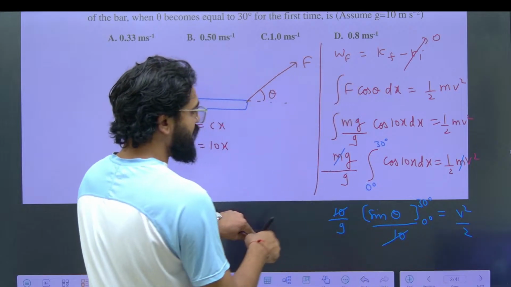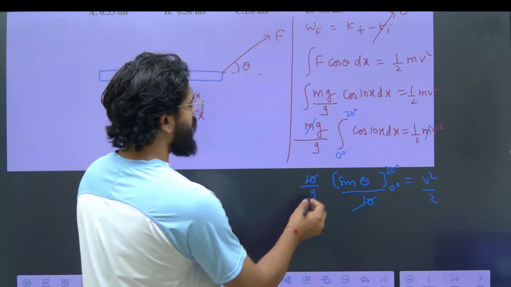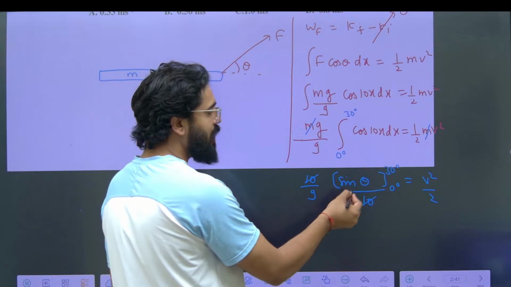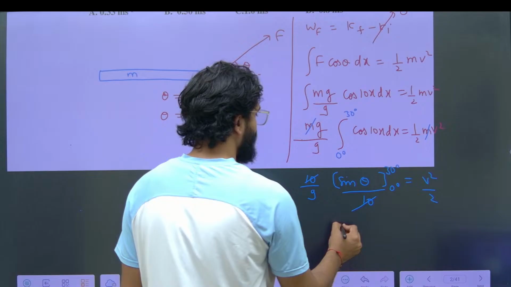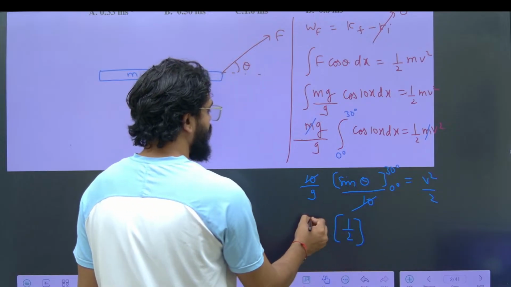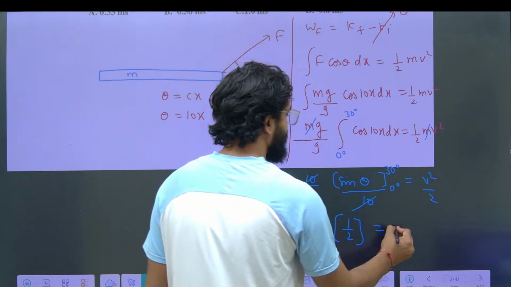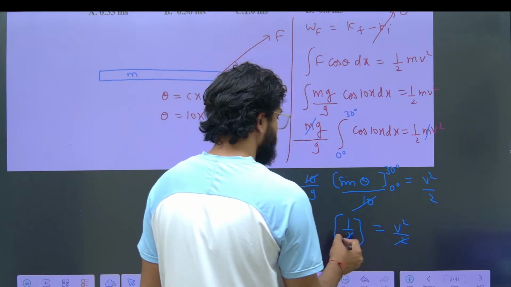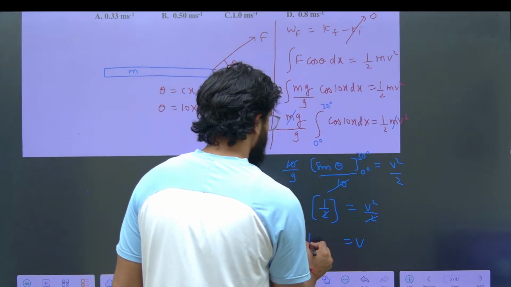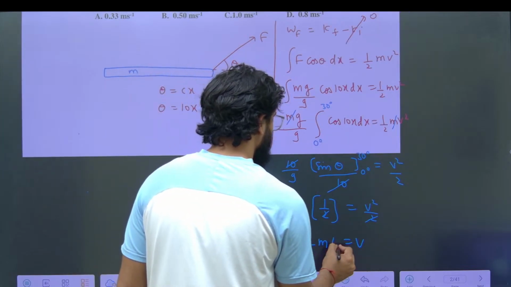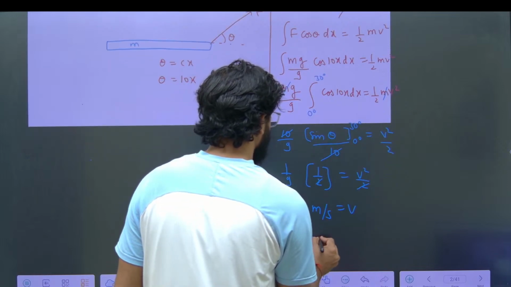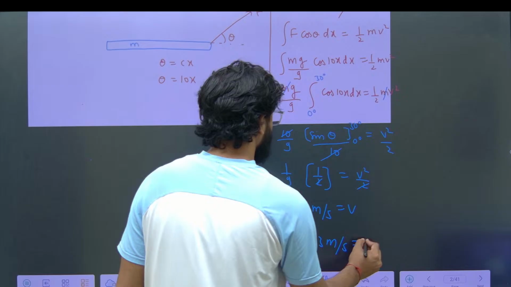10 getting cancelled out. When we put the value of sine 30 degree, it will be half. Sine 0 is 0, so it will be 1 by 2. This value is 1 by 9, and it is v square by 2. So this is getting cancelled out. So v from here is coming out as 1 by 3 meter per second, and we can write it as 0.33 meter per second.